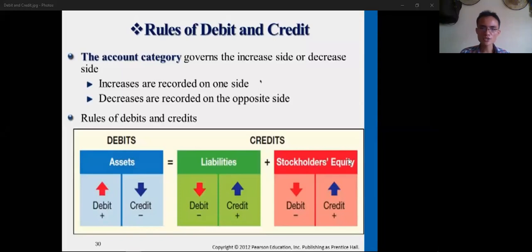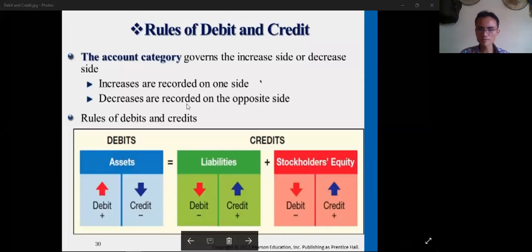I'm very excited to share with you guys this particular day about the rules of debit and credit. I'm so excited about this one because for accounting beginners, this could be a challenge. This is the very first challenge that will be testing learners like you and us. All right, so you can see here the image.